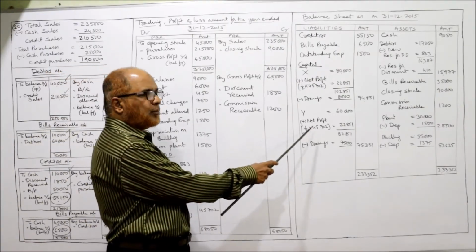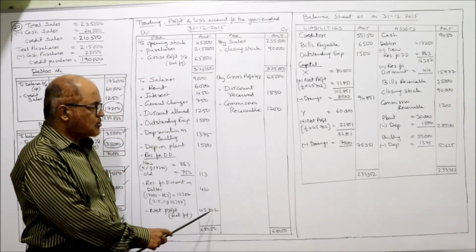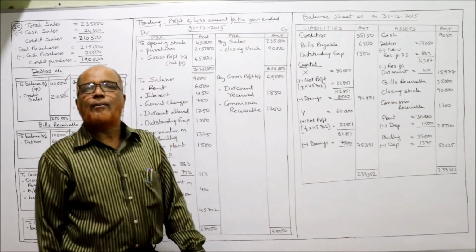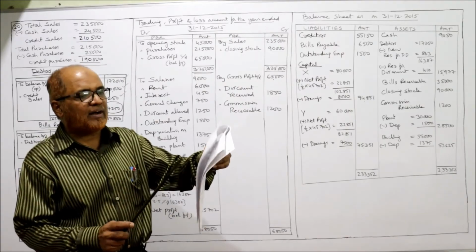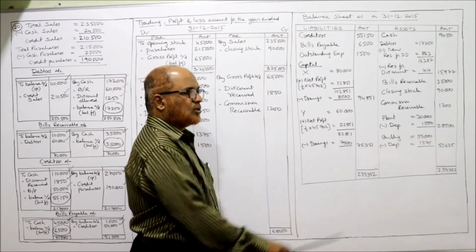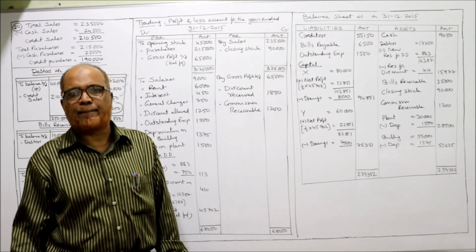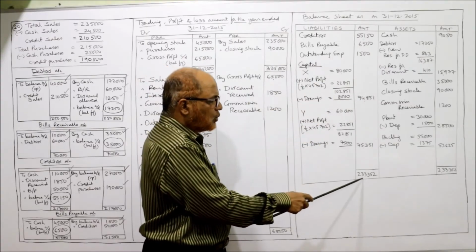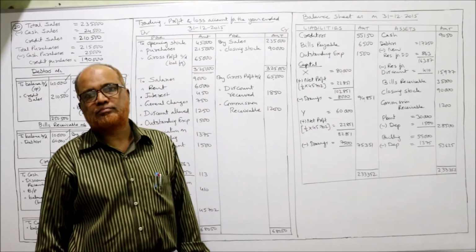To this you add net profit half. 45,702 half, 22,851. Add up, 82,851. Minus drawings, 7,500 are the drawings given in the problem. 7,500 deduct, 75,351 is the capital of Y. That's all. Take the total of the liability side, 2,33,352.